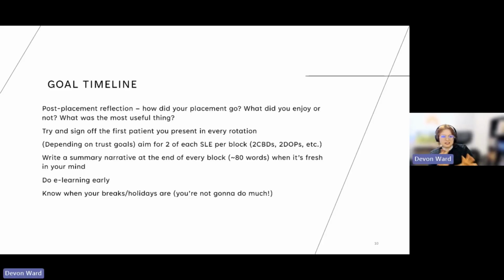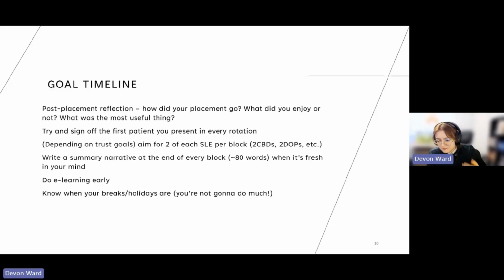I've then written in, depending on trust goals, because some specific hospitals have specific goals for you to hit. But I personally aim for about 2 of each of your supervised learning events per rotation or per block, meaning 2 CBDs, 2 DOPs, 2 mini kexes, 2 DCTs, 2 leaders, whatever, etc. The reason that I aim for this is that if I keep that in my head of trying to get 2 of everything, by the end of the rotation, I feel like I've got a well-rounded portfolio.